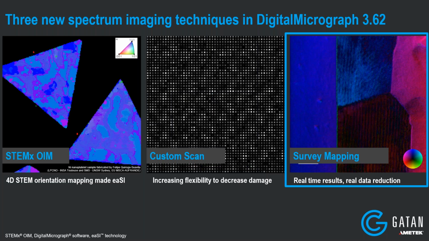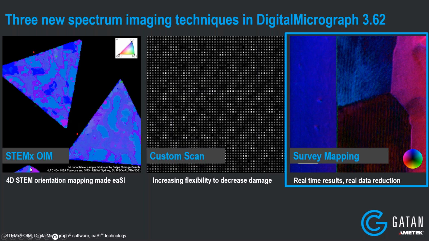There are actually 3 different features that are new in the latest version of DigitalMicrograph that we just released earlier this year that are all related to 4D STEM. I'm not going to talk about all of these today. I'm really going to be focused on this third one, what we call survey mapping. But I just wanted to mention very briefly these other 2.